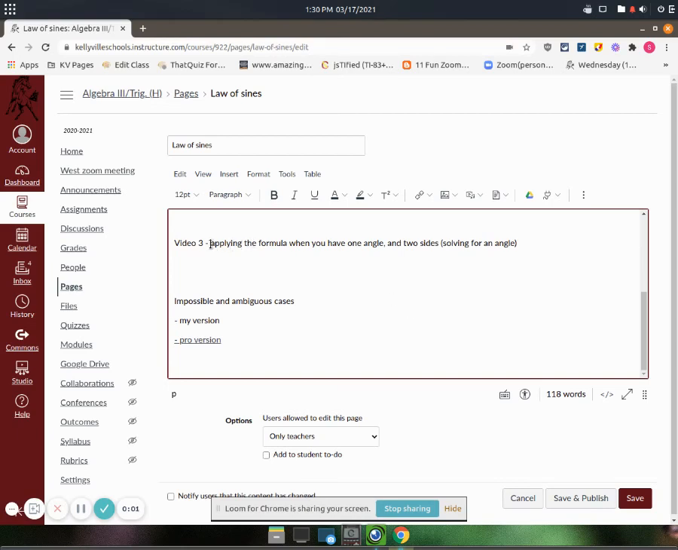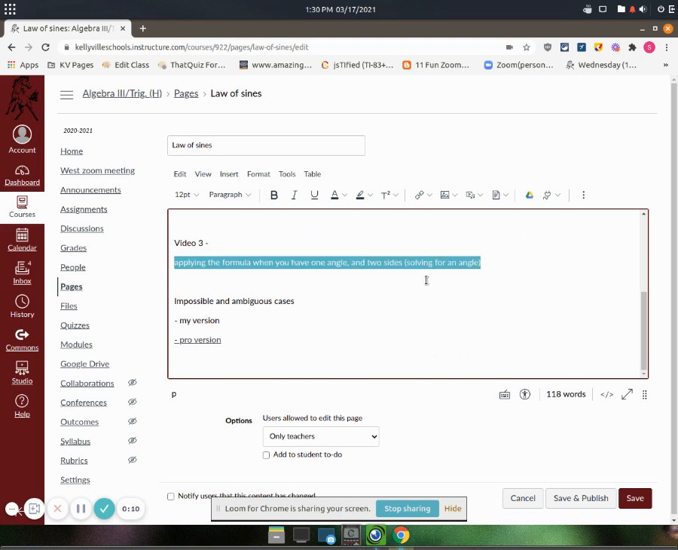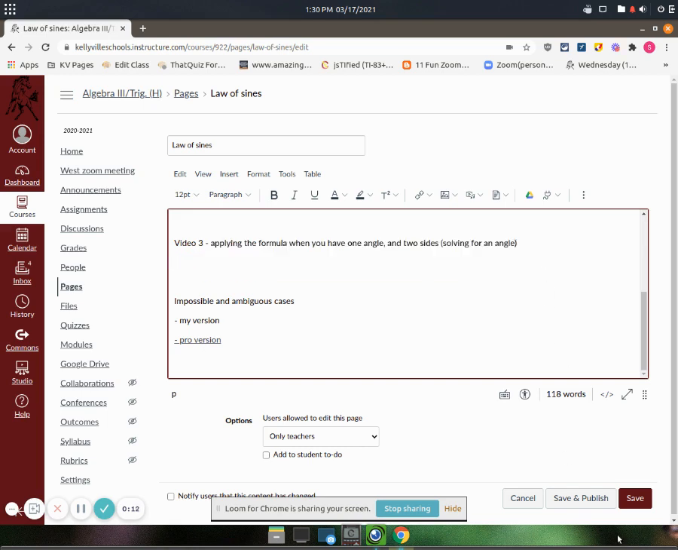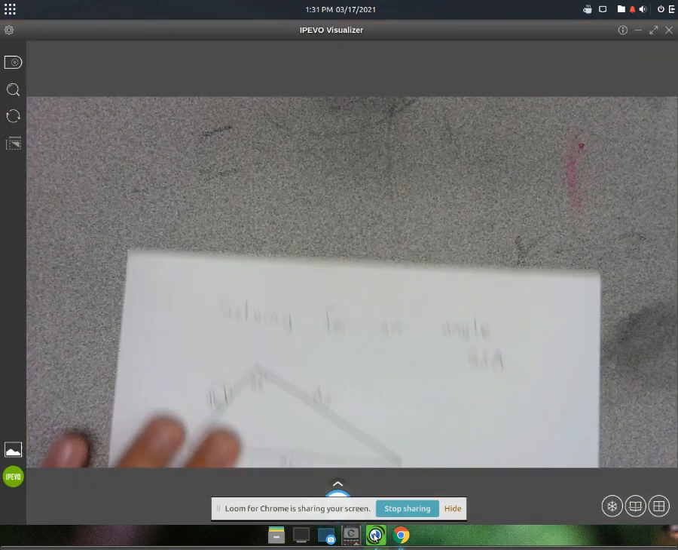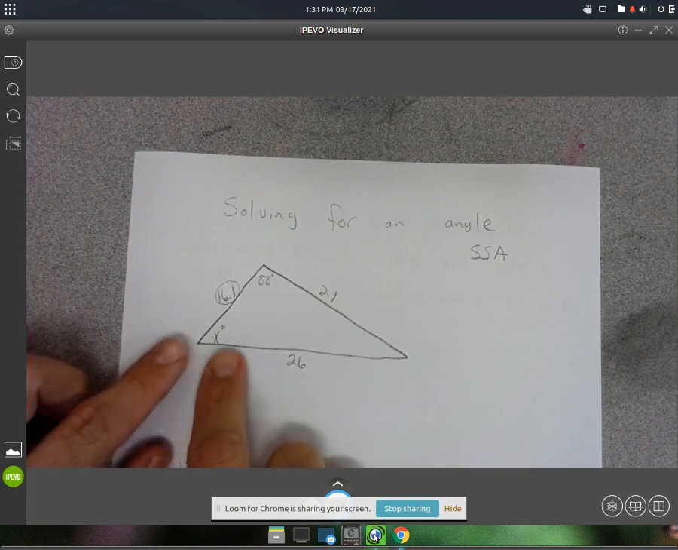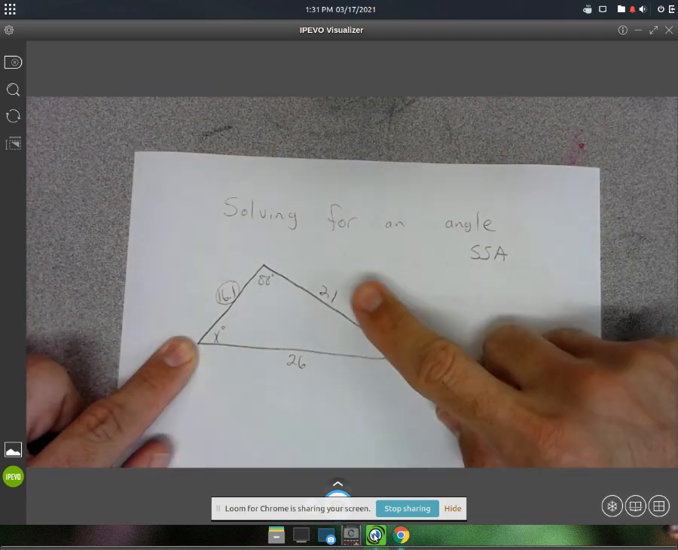All right, here we go. So we're going to be applying the law of sines formula when you have one angle and two sides. All right, we're solving for an angle here. So we have one angle and we have two sides.